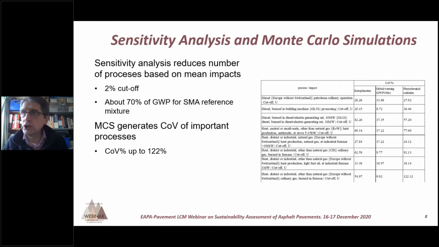Sounds great, but unfortunately in any life cycle assessment, including these, there are hundreds, if not thousands, of processes involved. So the next stage is to reduce the number of processes you're going to consider. And we did that by doing a sensitivity analysis and lumping together as additional, rather than individual processes, all processes with an impact on the final results for any of those three indicators of less than 2%. And for example, for the global warming potential of that SMA reference mixture, that leaves 70% of the global warming potential defined by individual processes, and the other 30% all wrapped up into one additional process.